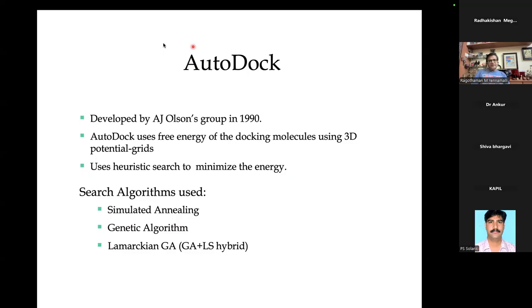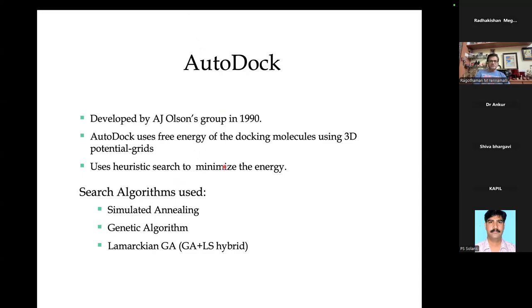Anyway, any other questions related to molecular docking before I go to AutoDock and then show you HADDOCK? Okay. Yeah, go ahead. Someone asked something. Maybe at some point of time. Okay.